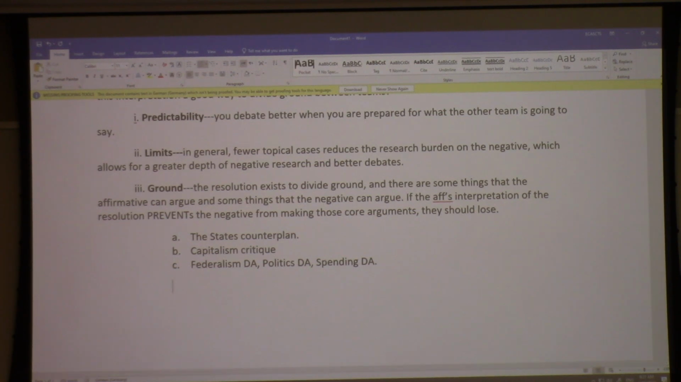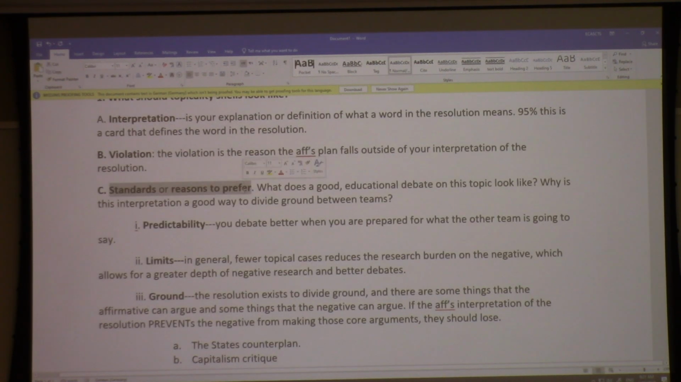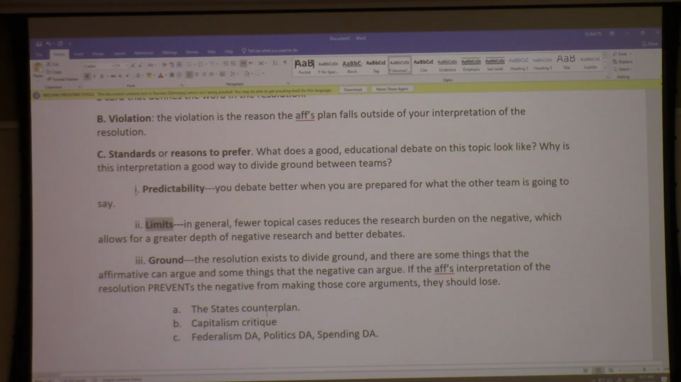Okay, so to sum it up, the standards or reasons to prefer are where you are painting a picture of what your vision of the topic looks like and why it results in more competitive debates. And you want to put them usually in these three terms. So predictability: our interpretation of the resolution is more predictable than the affirmative's, which means that they should lose the debate. Limits: our interpretation of the resolution allows for fewer cases and better in-depth research than the other one. And then ground: these are the core arguments that we need to be able to say against every affirmative. And ensuring that we are able to say them results in educational debates and also gives the negative a fair chance to win the debate.